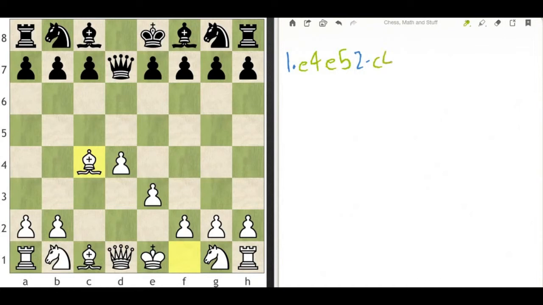D into C4, then 3. D3, E3, and Queen D7. This is how you would write this in paragraph form.